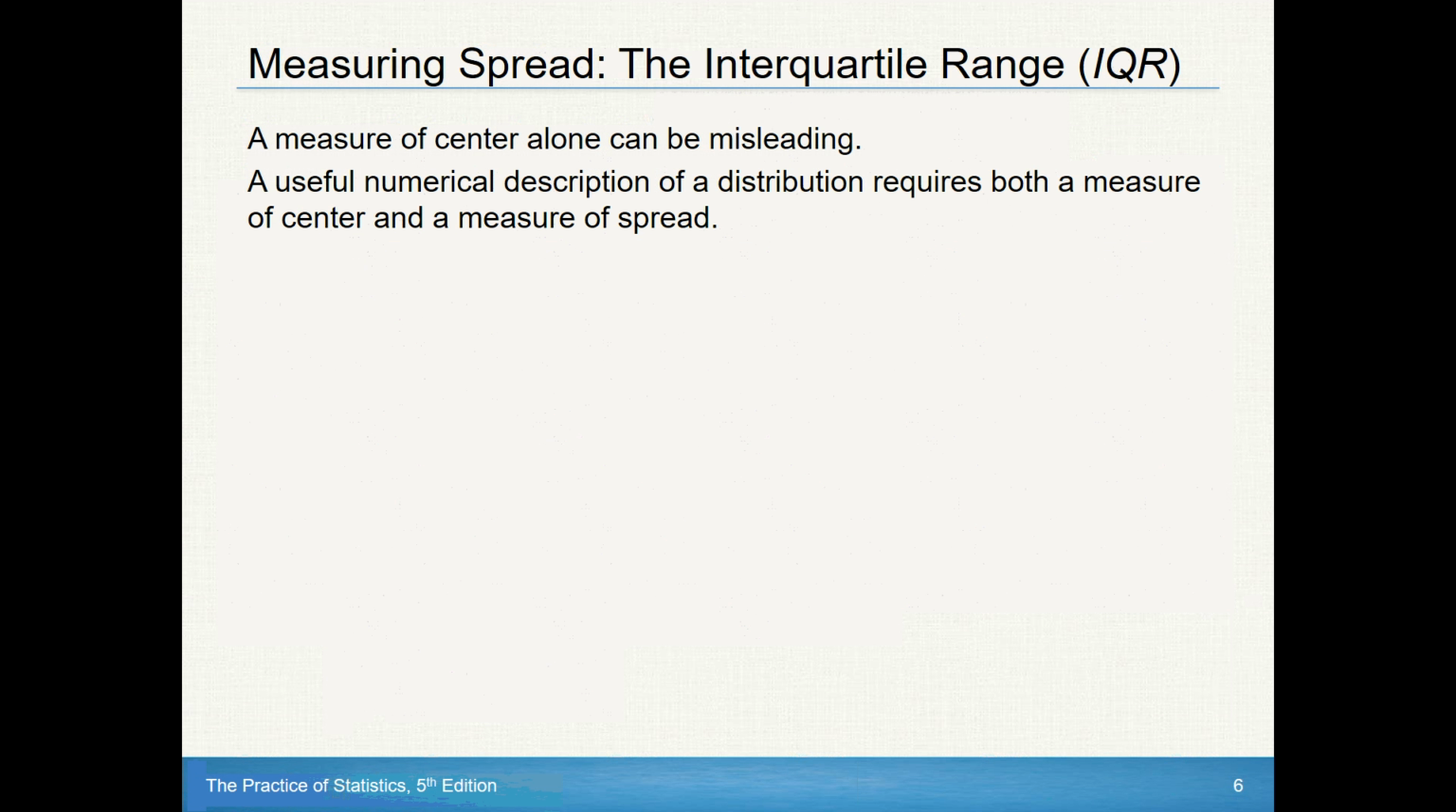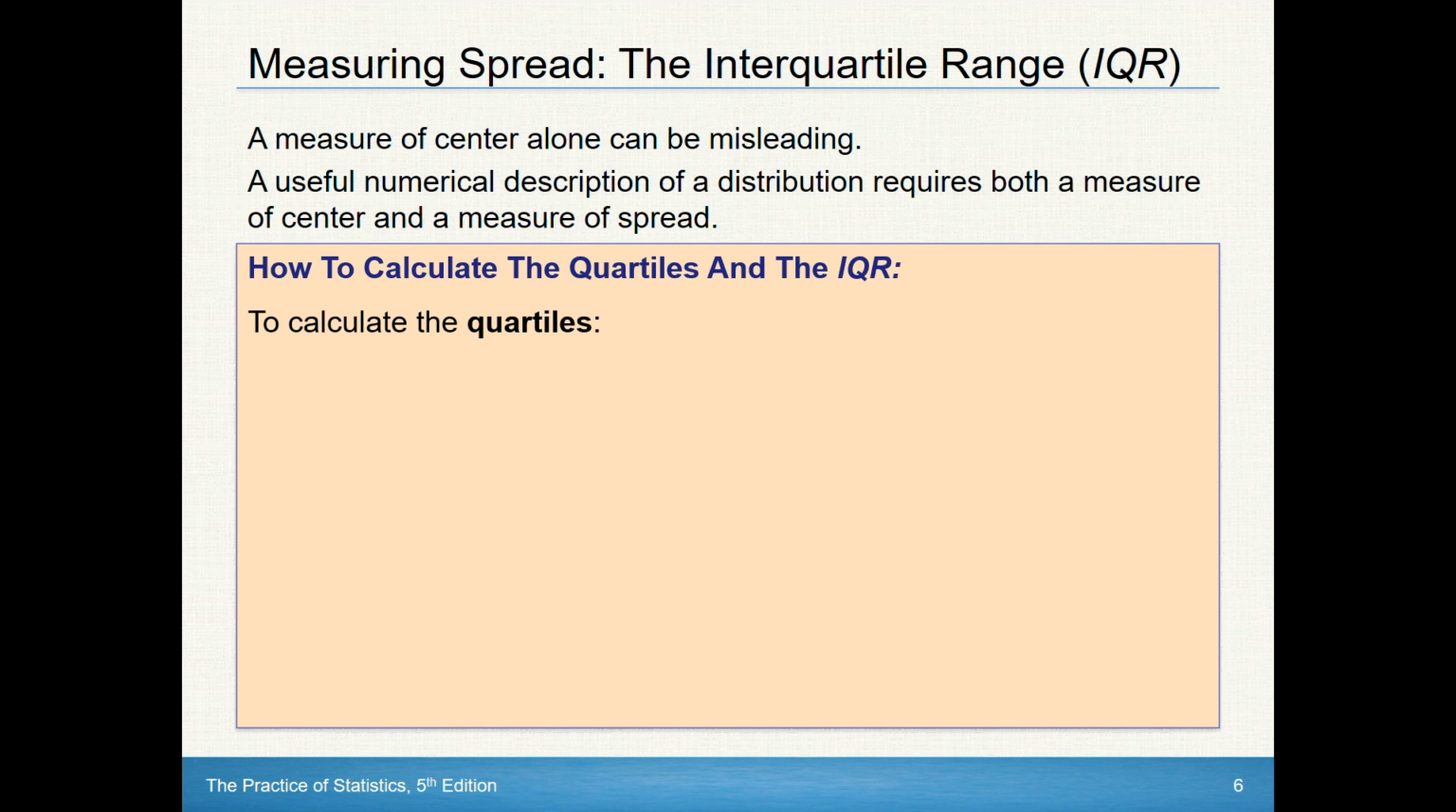Now, that's measuring center. For measuring spread, there are two different numbers that we can use. First is the interquartile range. It helps to understand the median and how to find it to make sure that we can understand the interquartile range. First of all, the interquartile range is the range of the middle 50% of the data, and if you're ever asked to interpret the IQR, that's what you should give there.